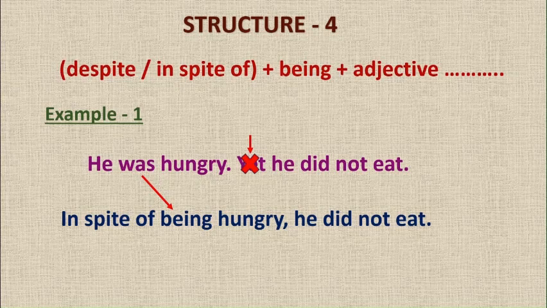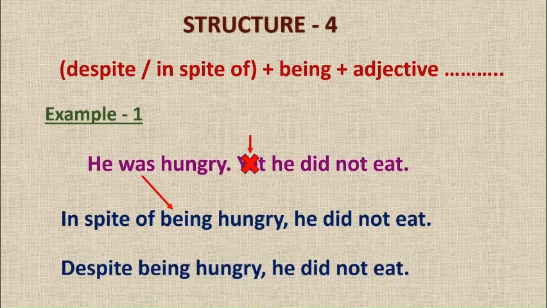Generally we use this structure when we find is, was, am, or were followed by an adjective. Let us see how to write this with despite. It's very simple. Just replace in spite of with despite. Then it becomes: despite being hungry, he did not eat.